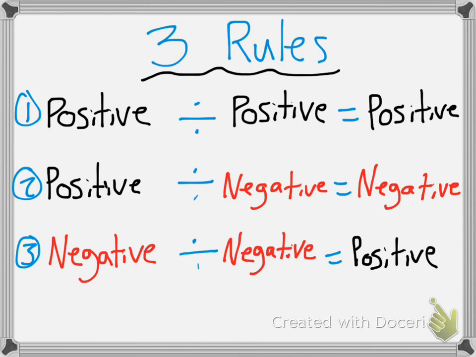Okay, so again, positive divided by positive gives you a positive. Positive divided by a negative gives you a negative. And the reverse is true. If you're dividing a negative with a positive, it's also a negative. Anytime you have one of each, the answer is going to be negative. And then if you have two negatives, it's a positive. So if the two numbers that you're dividing have the same sign, the answer is positive. If the two numbers you're dividing have different signs, the answer is negative.